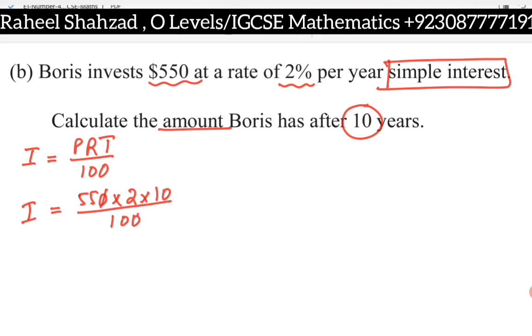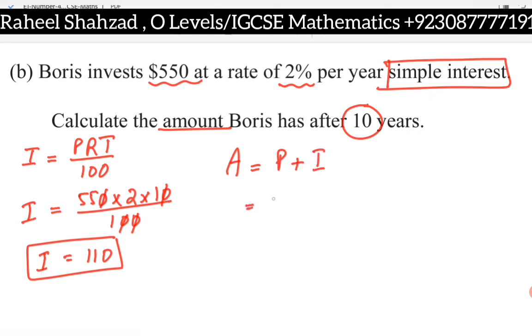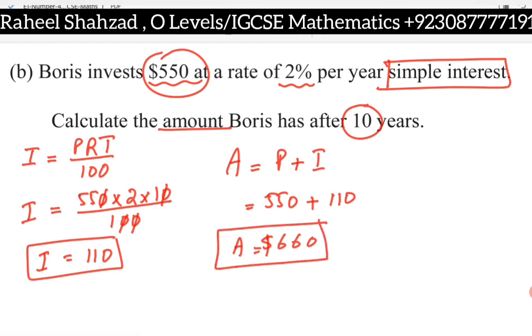Okay, so you can cancel these zeros. So it is $110 is the amount of interest we have, and then the amount will become principal plus simple interest. The principal amount that you have initially invested is 550 plus the interest you gain is $110, that is equal to $660, the amount you have after 10 years of investment of principal 550.